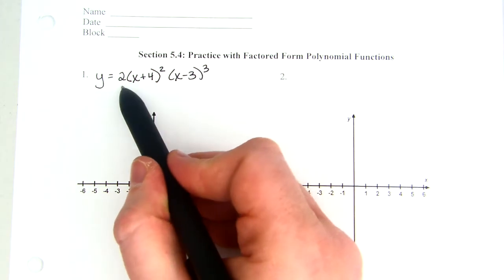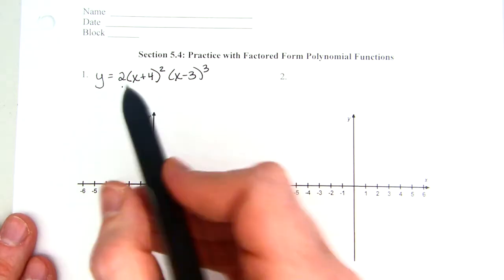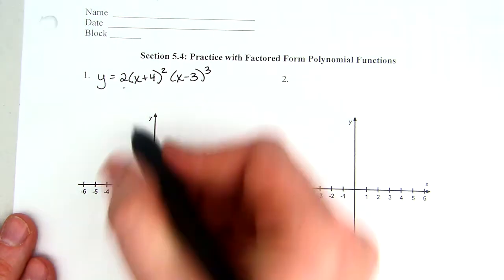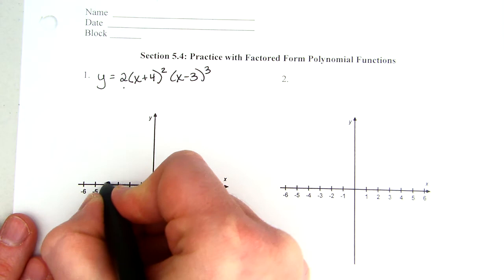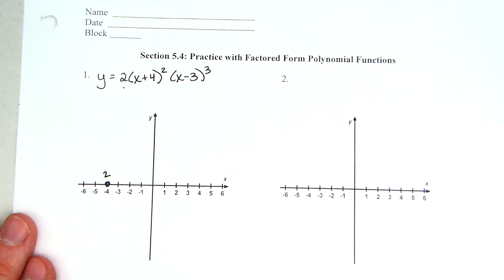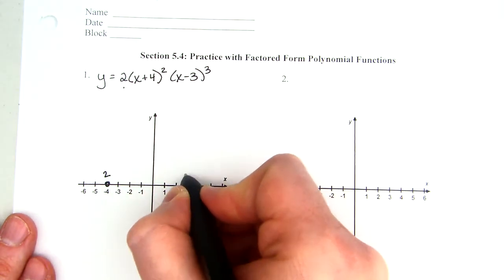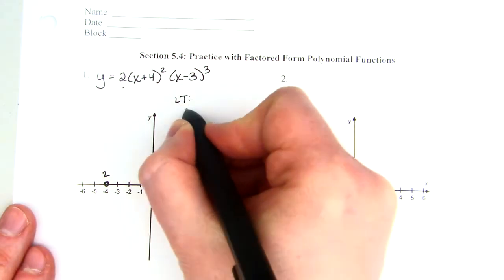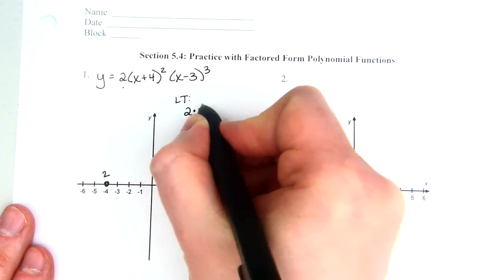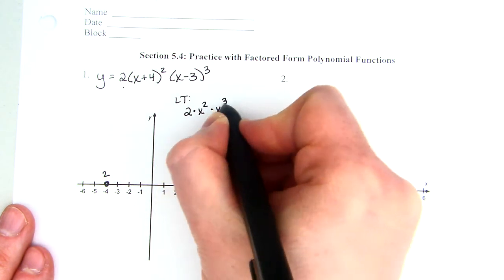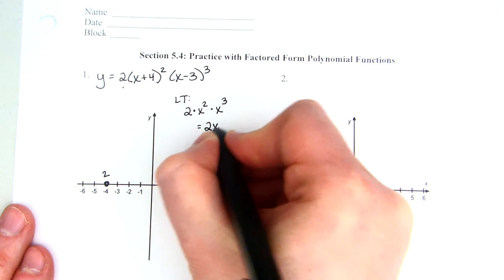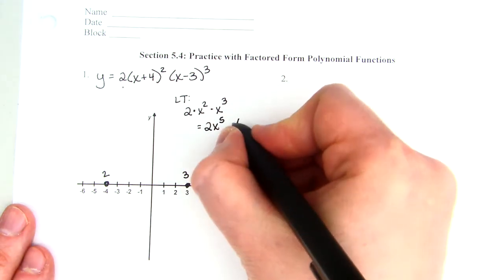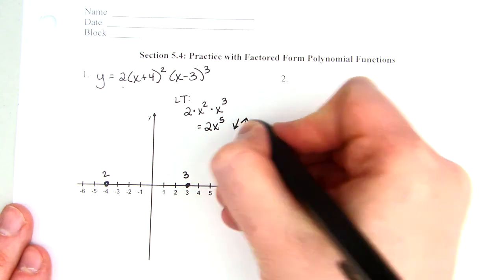I'm getting nothing from the 2 out front. If it was 2x, I'd get 0, but just 2, I get nothing. From x plus 4, I get negative 4 with a multiplicity of 2. From x minus 3, I get 3 with a multiplicity of 3. Your leading term is going to be 2 times x squared times x cubed, which is going to give us 2x to the 5th. According to our end behavior rules, this should be down to the left and up to the right.